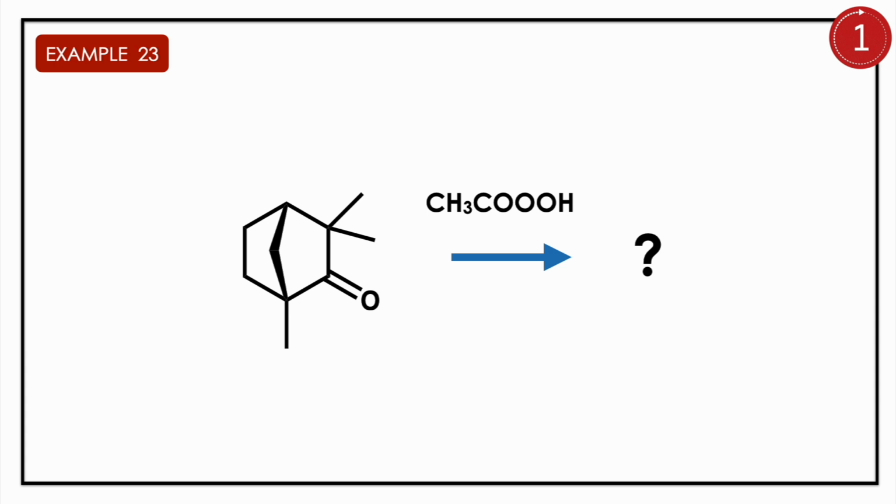Then the next example. Here you have a bicyclic system with one bridged carbon, two methyl groups on one side, one methyl group on the connected carbon. You have a ketone in the middle. You are using the peracid. You should find what will be the final product.